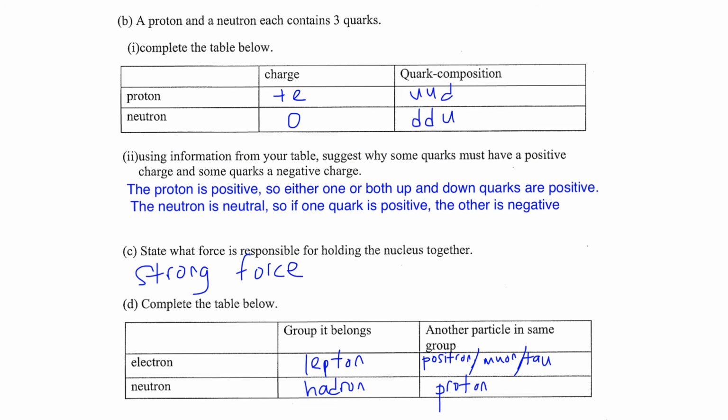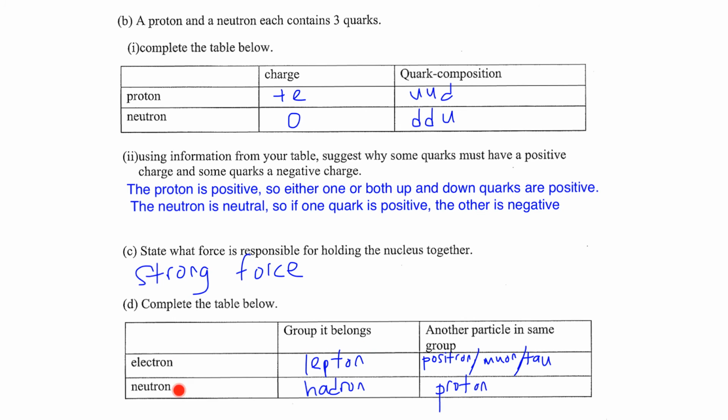Using information from the table, suggest why some quarks have a positive charge and some quarks a negative charge. For example, a proton is positive, so either one or both up and down quarks are positive. Alright, then only you can add up together to give you a positive. Alright, the neutron is neutral, so if one quark is positive, the other must be negative. State what is responsible for holding the nucleus together, which is actually the strong force. So complete the table below.